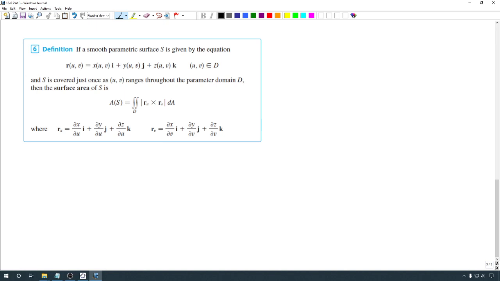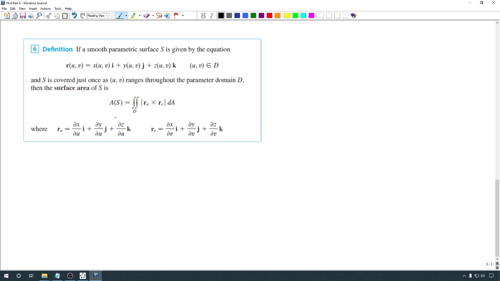Then, and S being covered just once, that has to do with things like if we use a parameterization of the sphere using sines and cosines, we don't want to have, say, phi go from 0 to 2 pi, because that would actually cover the sphere twice. Each point on the sphere would actually have two values of u, v that would map to it, or phi and theta in that case.